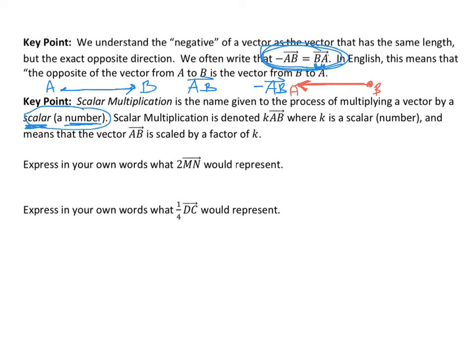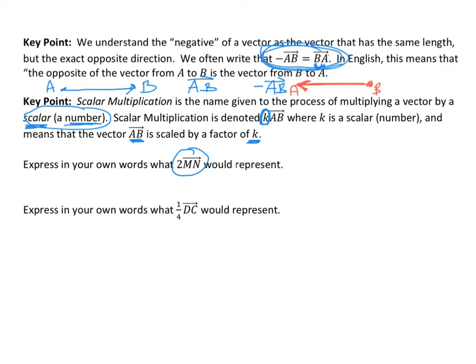Okay. Scalar multiplication, the notation is that you put a little k, and k is a constant. So you could put 3 there, or 2, or a half, or -5, where k is a scalar. What that's going to mean is that the vector AB is scaled by a factor of k. So if k is 5, it's going to take AB and scale it to be 5 times as long. If k is a half, it's going to scale it to be half the length of AB, but keeping the same direction.